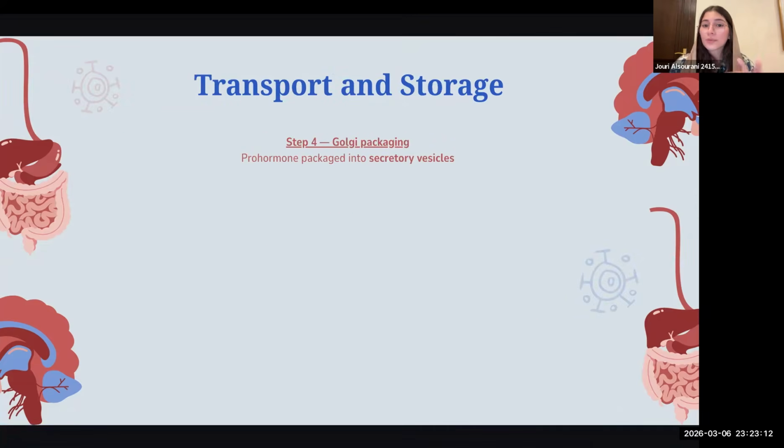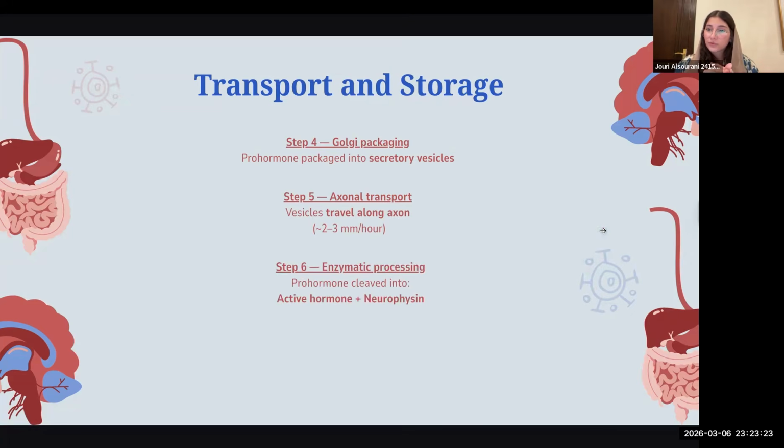After that, the prohormone will be packaged into a secretory vesicle, which will travel down along an axon. Once it travels down the axon and reaches the posterior pituitary, it's going to be cleaved. The active hormone and the neurophysin are no longer going to be together. The neurophysin will leave the active hormone.